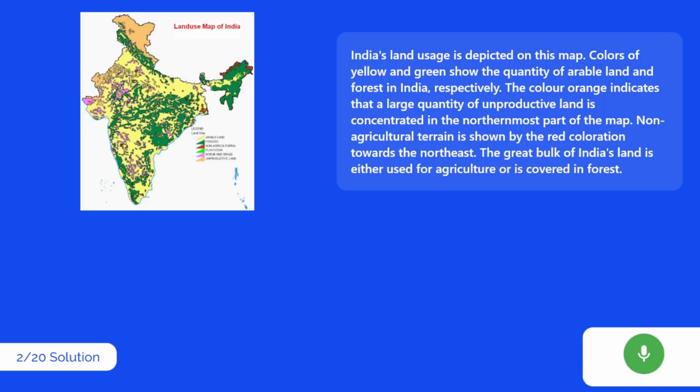India's land usage is depicted on this map. Colors of yellow and green show the quantity of arable land and forest in India, respectively. The color orange indicates that a large quantity of unproductive land is concentrated in the northernmost part of the map. Non-agricultural terrain is shown by the red coloration towards the northeast. The great bulk of India's land is either used for agriculture or is covered in forest.